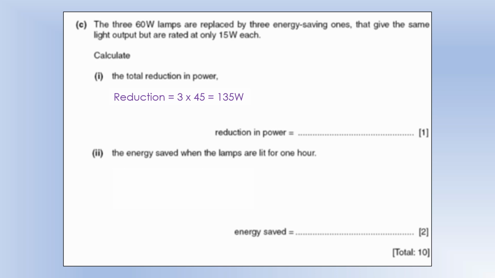Calculate the energy saved when the lamps are lit for 1 hour. We've got E equals PT, so we do power times time in seconds, so we get our value for energy, and I would actually express that in kilojoules because it's so big, 48.6.